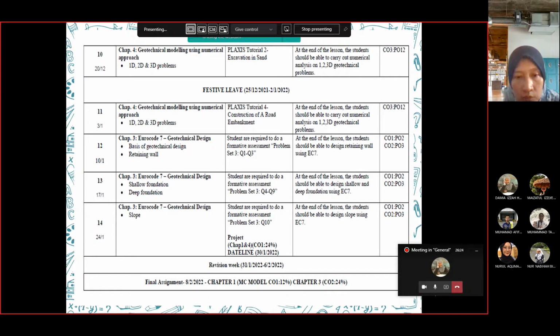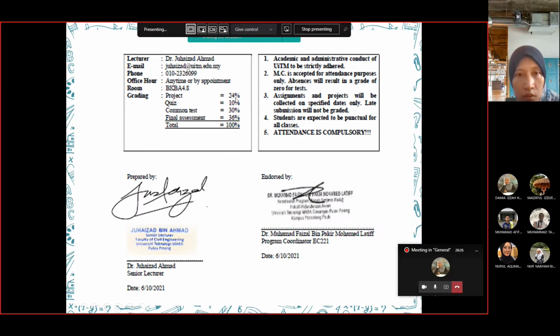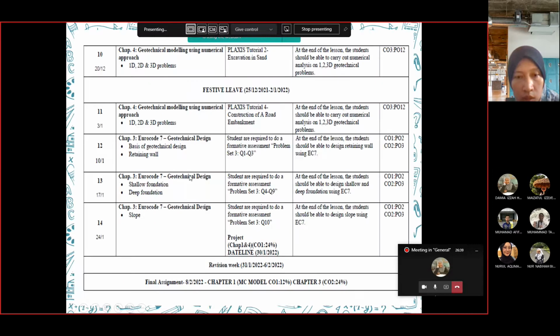However, we replace it with the final assignment. These are the details of the evaluation marks: project 24%, quiz 10%, common test 30%, final assessment 36%. For the final assessment, if we look back, there is only one, so you can see the date here.